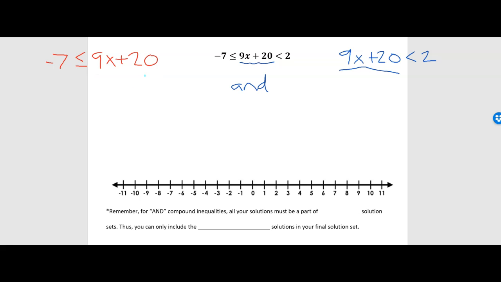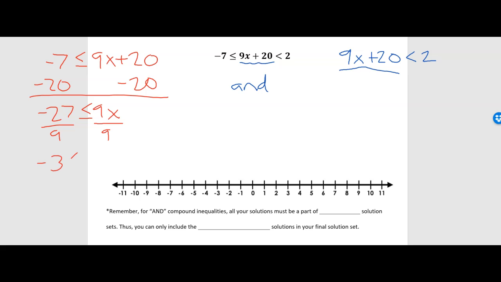So let's go ahead and solve. Solve the red one first. I'm going to subtract 20 from both sides. So I get negative 27 is less than or equal to 9x. Or you could say 9x is greater than or equal to negative 27. I'm going to divide by 9. And I'm going to get, I'm going to read this the other way. So x is greater than or equal to negative 3.